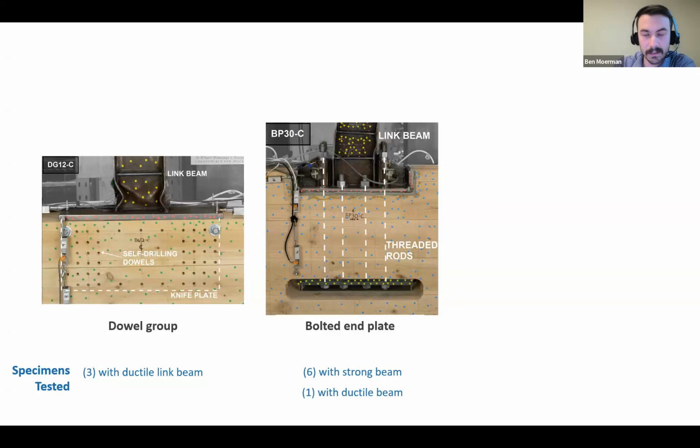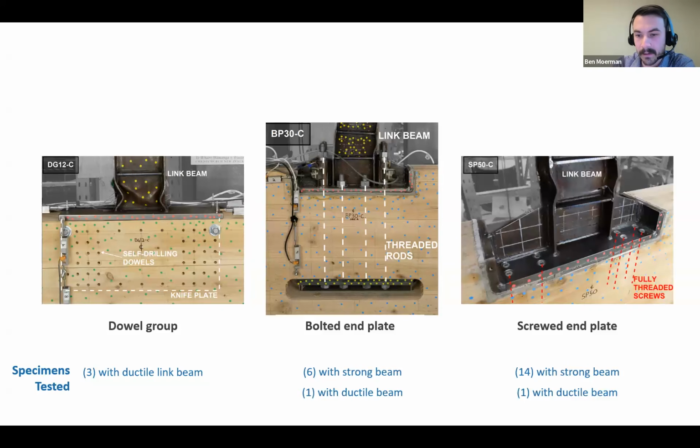And when you're doing capacity design of a coupled wall system, you really got to know the capacity of the brittle elements, which in this case is the timber. And finally, for the same reason, we did 14 tests of the screwed end plate connection with a strong beam. So we were forcing connection failure so we could really understand that connection capacity. And then one final test with a ductile beam.